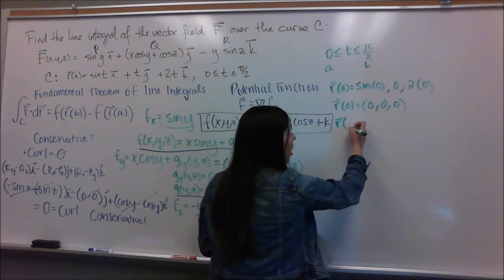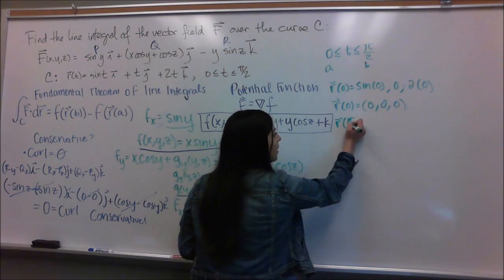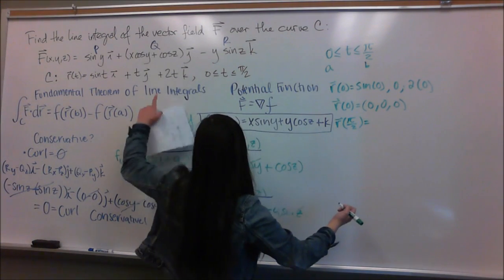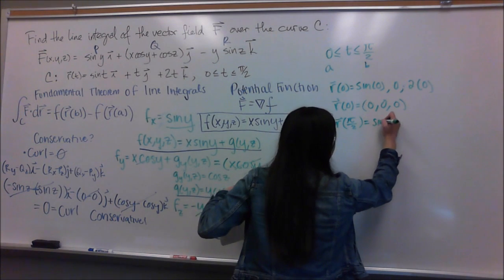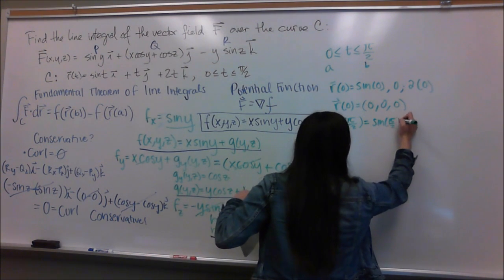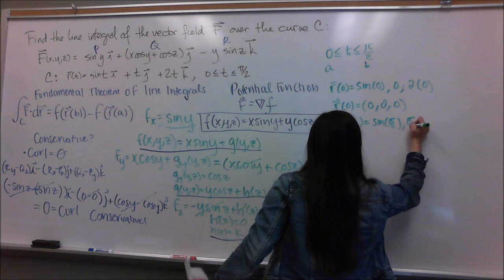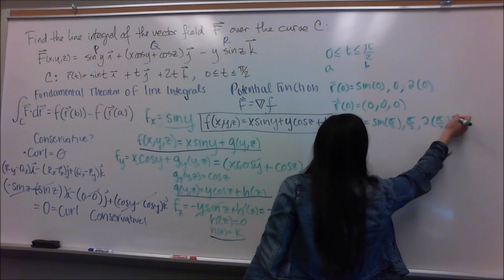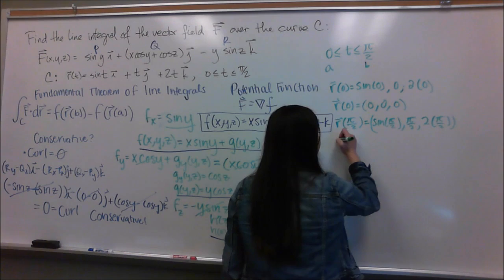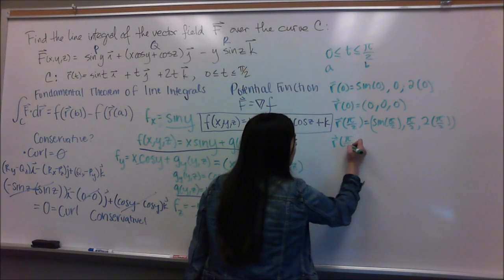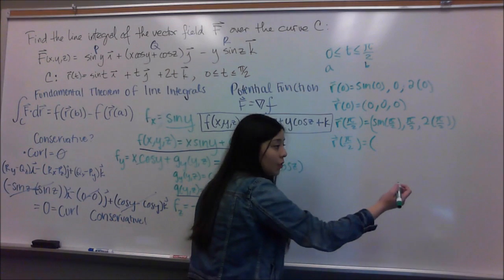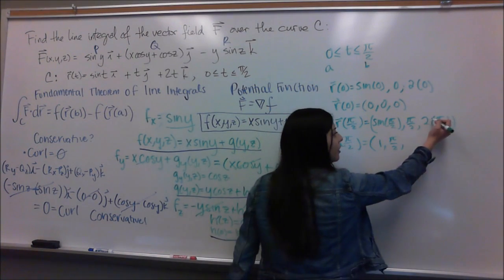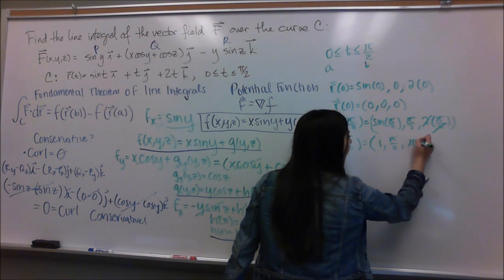Now, we're going to solve for r of b, which is pi over 2. So we'll do the same thing and plug pi over 2 into our path. So sine of pi over 2, comma, pi over 2, comma, 2 times pi over 2. So this is going to equal sine of pi over 2 is 1, pi over 2, which is pi over 2, and 2 times pi over 2, cancel out the 2's, and it's just pi.